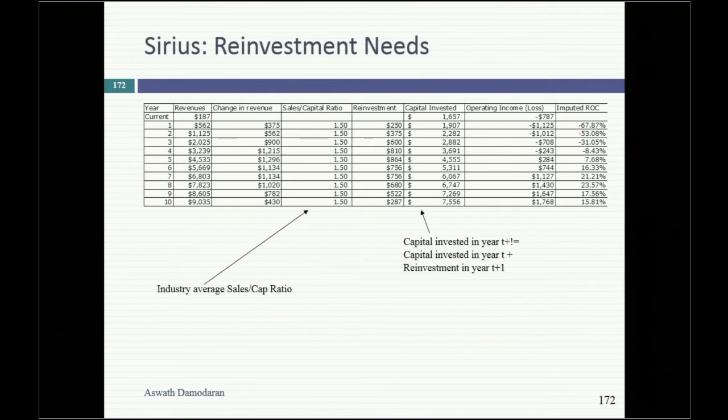So each year, I'm taking the change in revenue in that year and dividing by my sales to invested capital ratio. And this is why I said if you have a high sales to invested capital ratio, that's an advantage because it means you can get more revenue for less reinvestment.